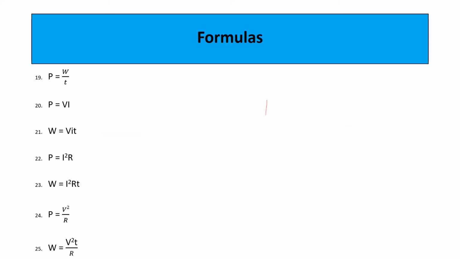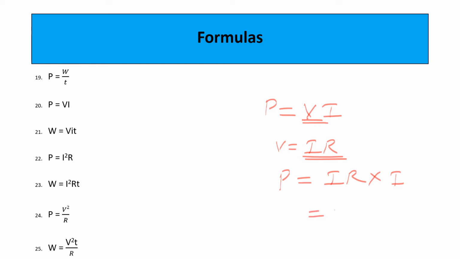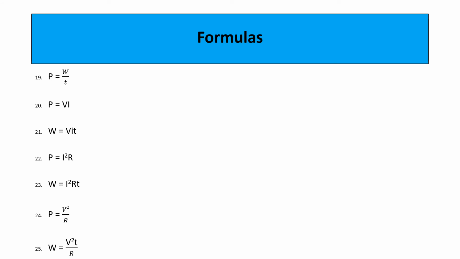We know P is equal to VI. But what is V? V is equal to IR. Therefore, P is equal to IR into I. In place of V, you can write IR, which is equal to I squared R. P is equal to I squared R. Therefore, W is equal to I squared RT because P is equal to W by T.